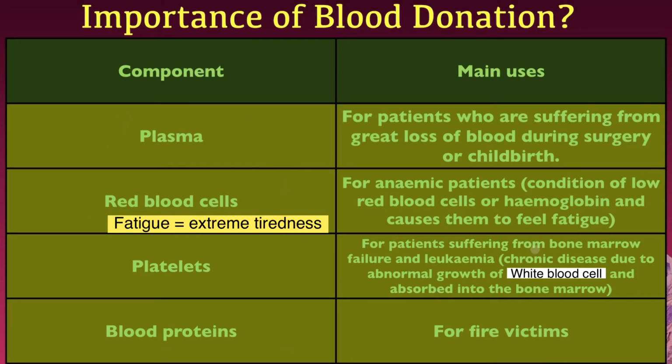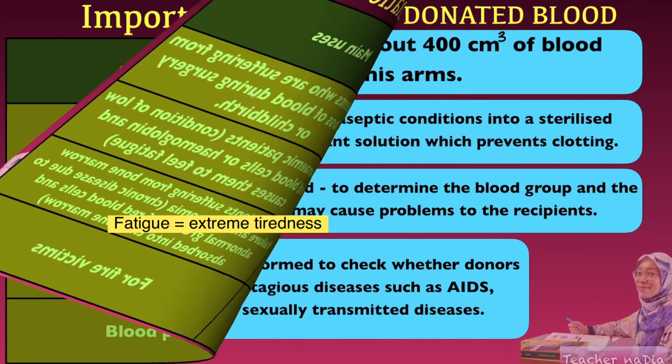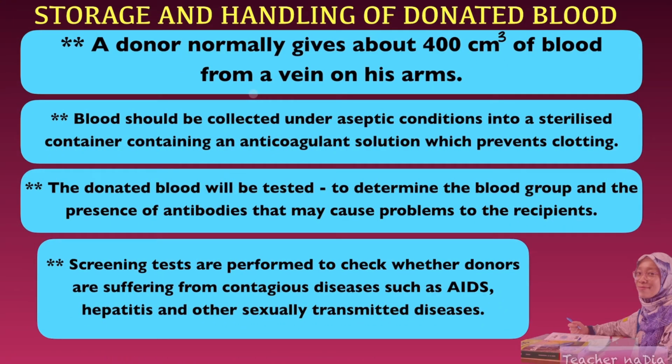Since the components can be separated, blood from one donor can help more than one patient. Okay, so for the process of blood donation, we have to know the process of storage and also how to handle the blood. So look at the first one.